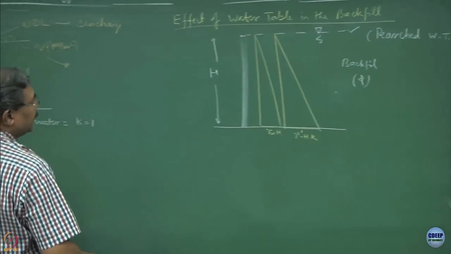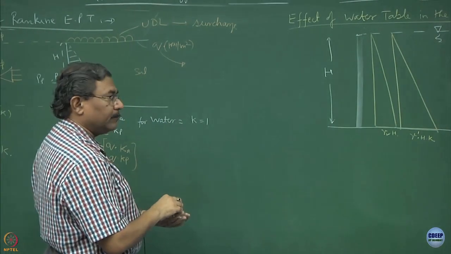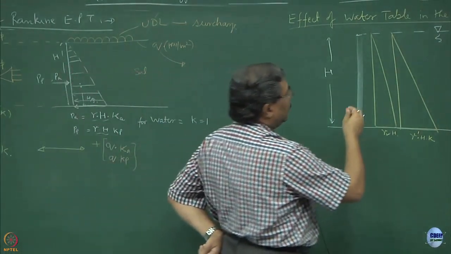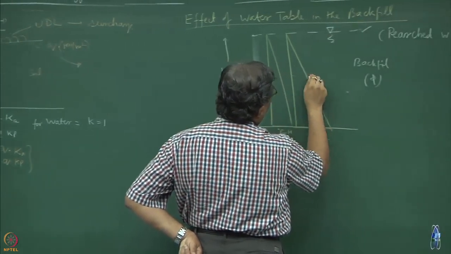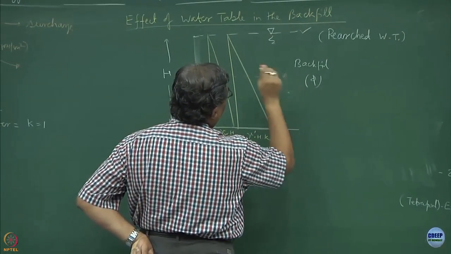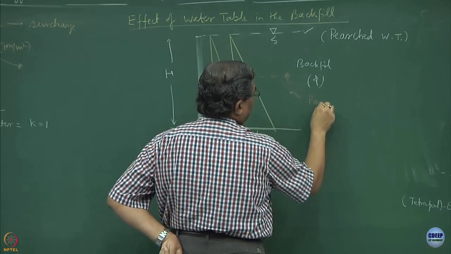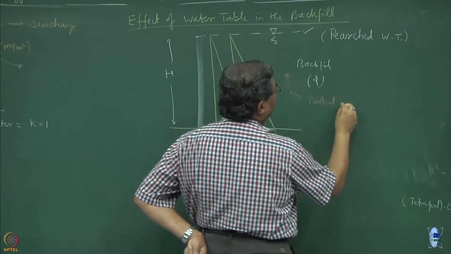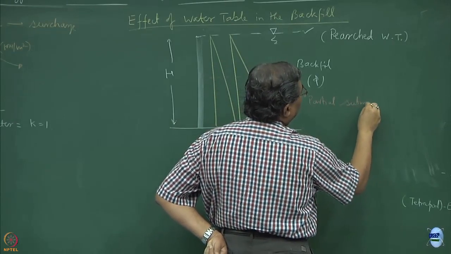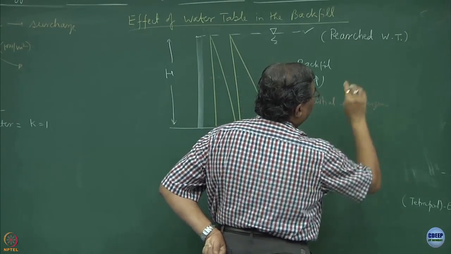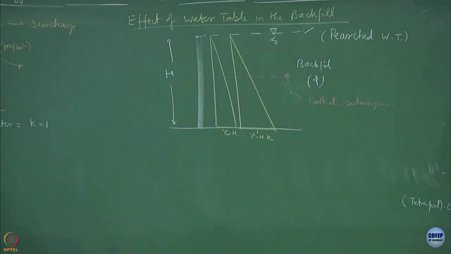Now, let us talk about a partial submergence. Water table drops down to this level. So, this is a partial submergence. The moment partial submergence occurs, the backfill behaves as if there are two layers of the system. That is it. Rest of the principle remains same. Fine.